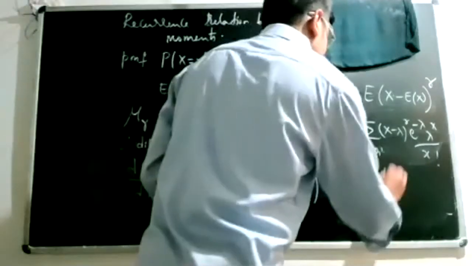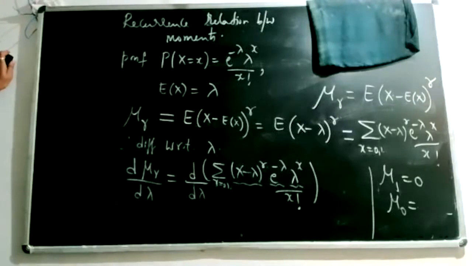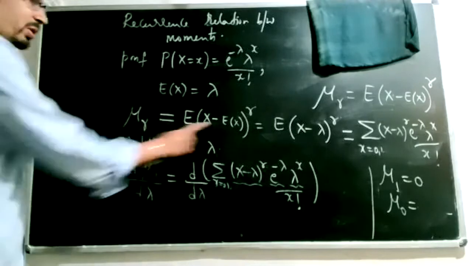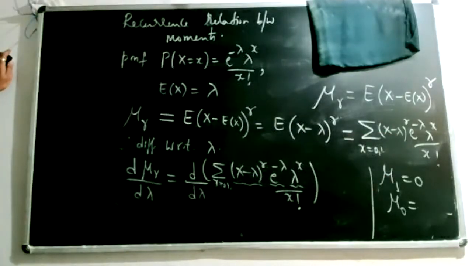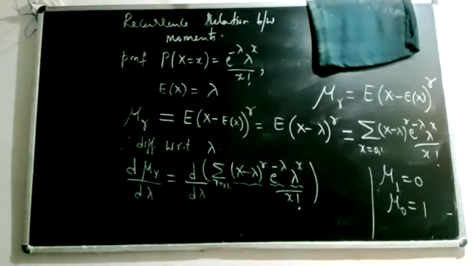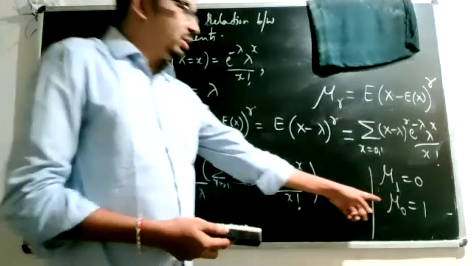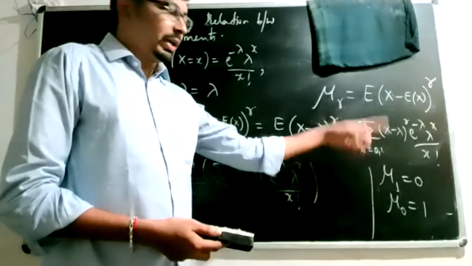Fine. And we already know that mu 1 is equal to 0. And the previous moment to that is mu naught. Now, any idea what is the value of mu zero for any distribution? Just put r equals zero. When you put r equals zero, what do you get? One. Yes, one. We get the total of e power minus lambda, lambda power x by x factorial, which is total probability. Therefore, that is equal to 1. So for all distributions, mu 0 is 1, mu 1 is always 0. So we already know these two moments. Using these two, I can obtain mu 2, mu 3, and so on.